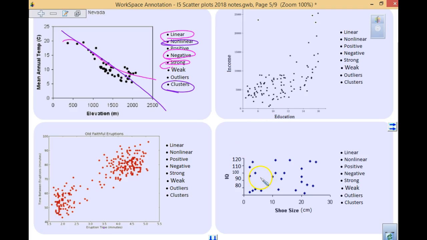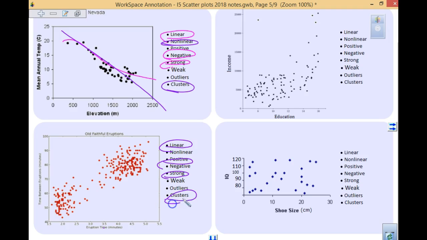So, someone want to start me off? Positive, linear. Positive, strong. Pretty strong, I'd say. But there's many different lines that people could have drawn, right? But you kind of want to keep it in the middle. Okay, keep going. And then clusters. And cluster.